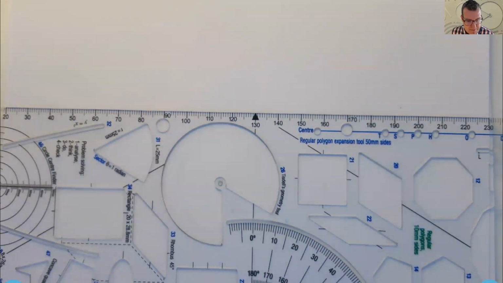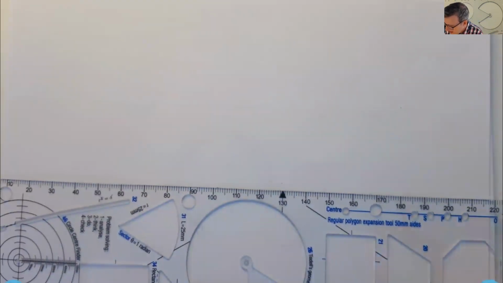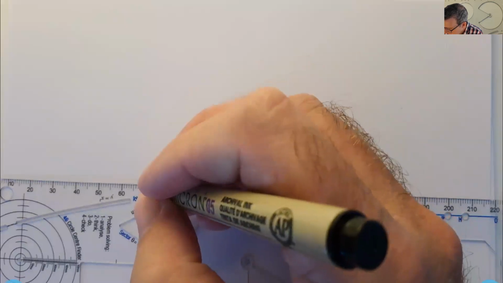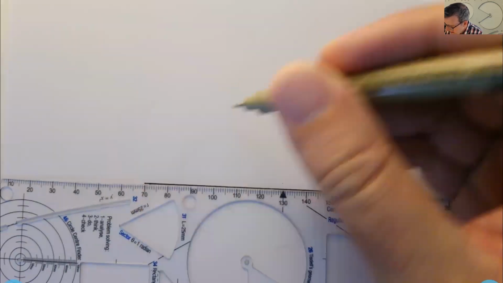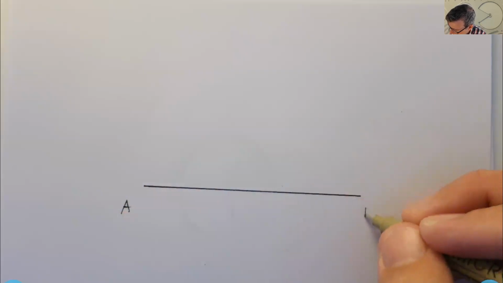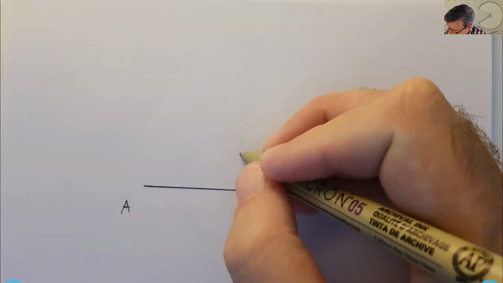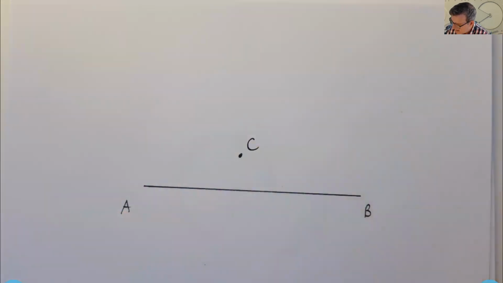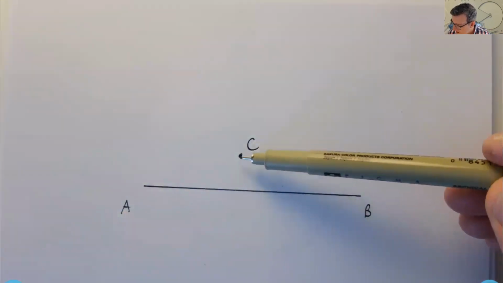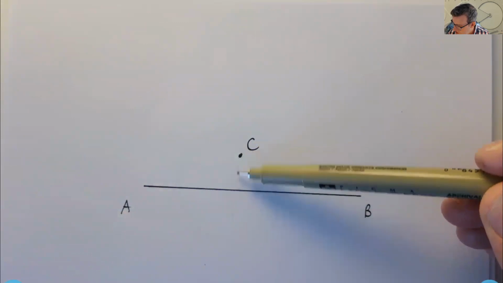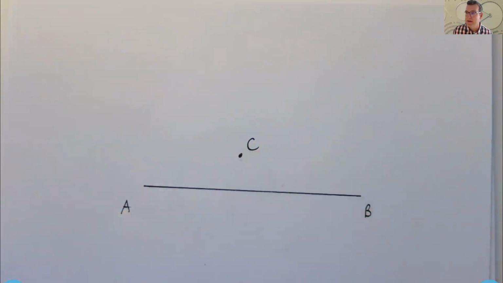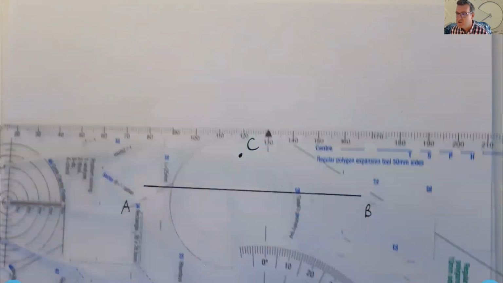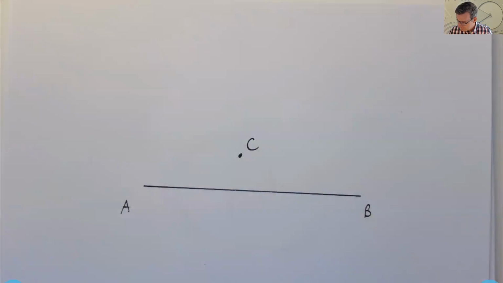Let me grab a pen here. In this video, I'm going to show you how to construct a perpendicular line from a given point C to the line segment AB. Okay, this is a classic problem. It's literally thousands of years old, and I'm going to be using these new tools to do it.